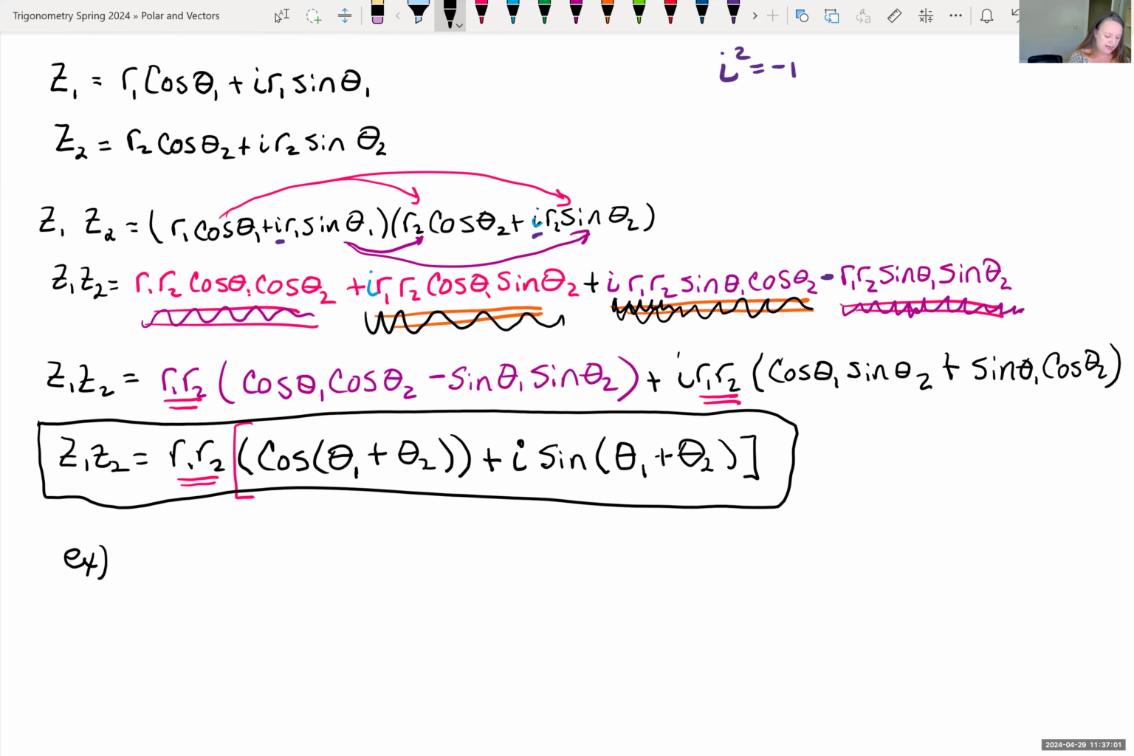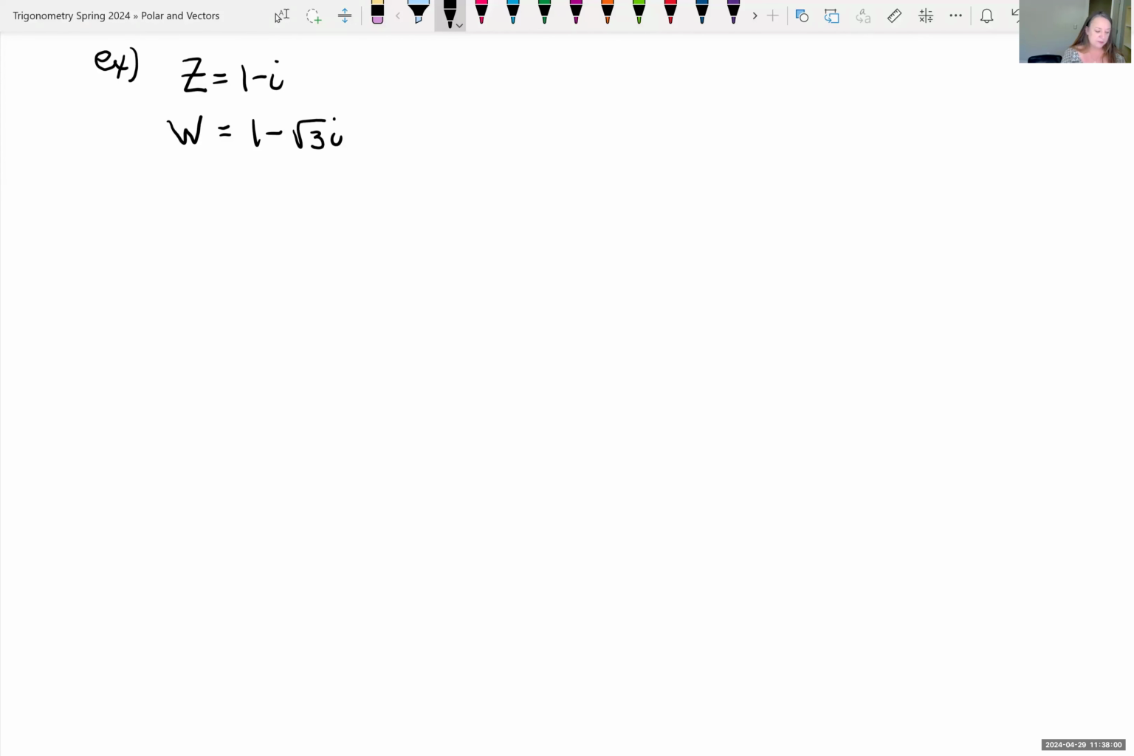So let's look at an example of using this. With the example in front of us, z is equal to 1 minus i, and w is equal to 1 minus root 3i. We want to find z times w. The direction says, find z times w, write your answer in polar form.